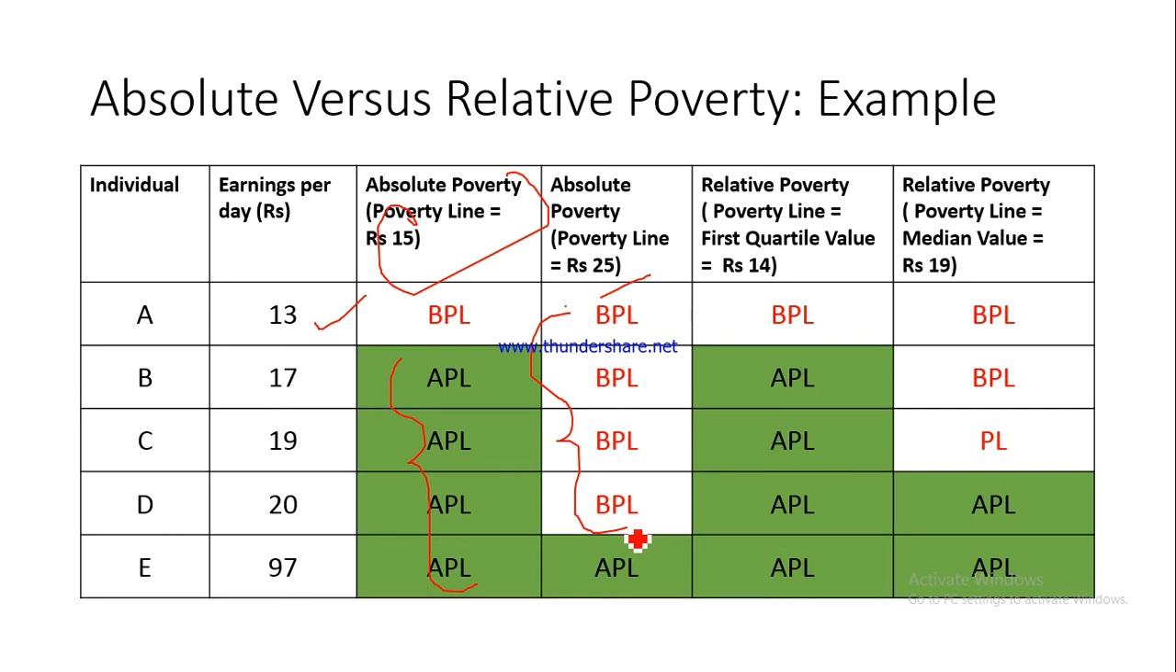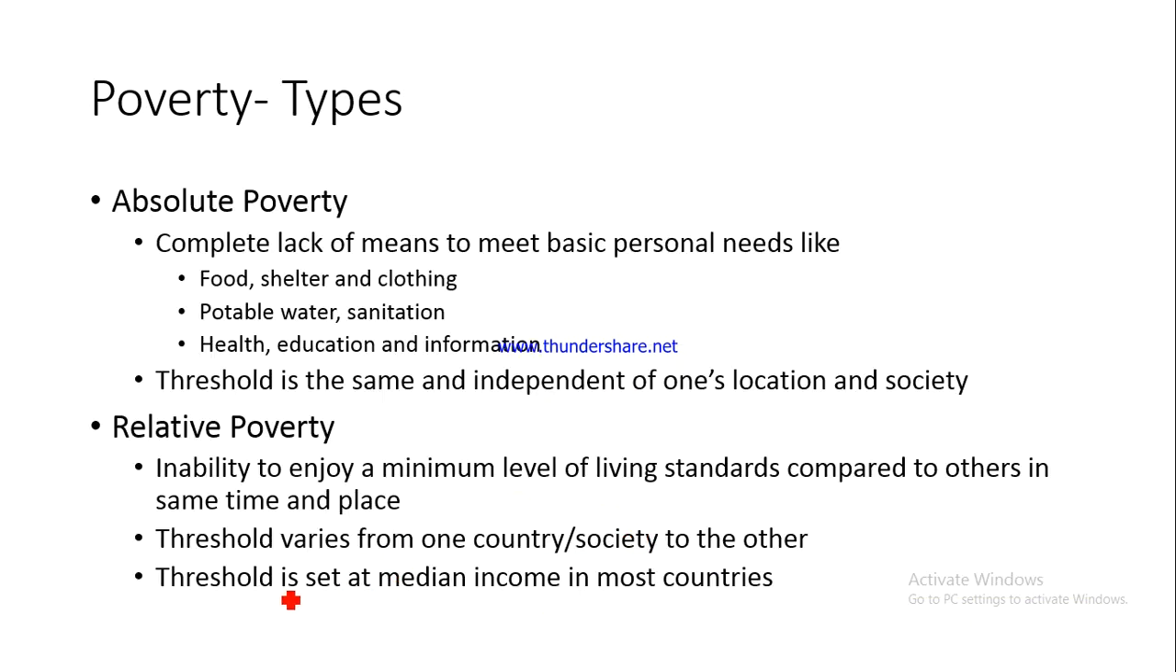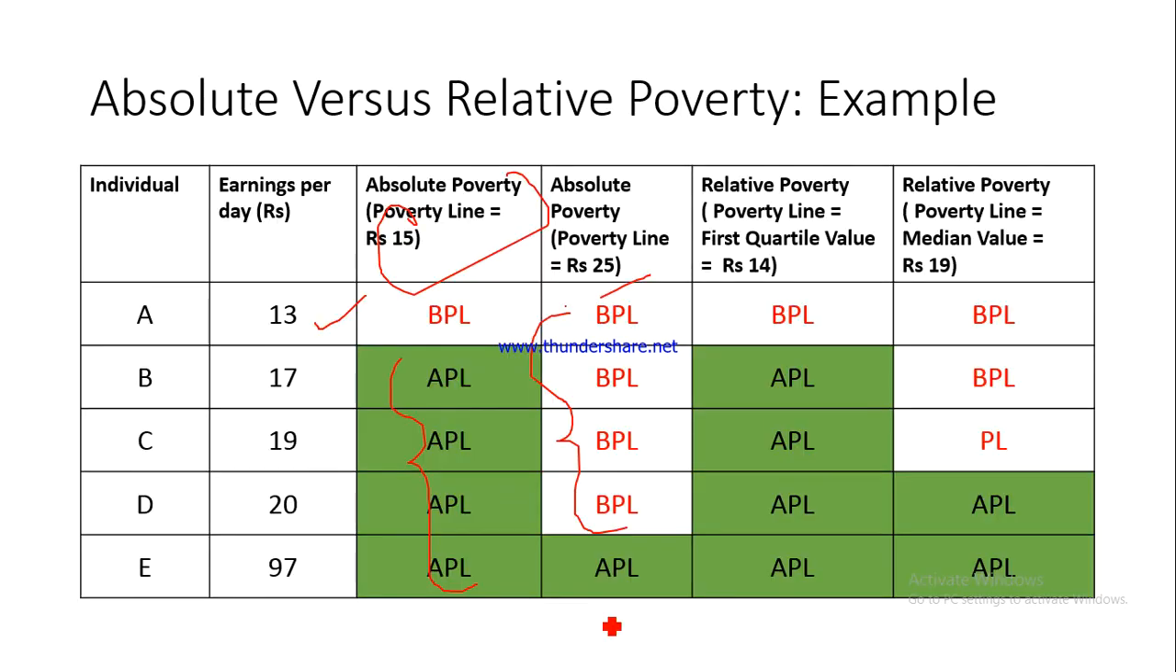Now please understand that as far as relative poverty is concerned, many a times we make use of quartile values or median values. If you recall, yesterday I talked about how the threshold is set at the median income in most countries. But what I have done here is, I have set the threshold at first quartile value. Here the threshold has been set at the median value, but here it has been set at the first quartile value.